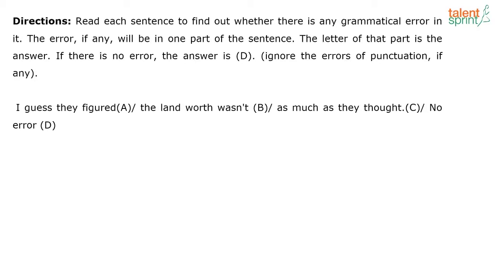The reality is, it was completely contradicting what they believed it to be, right? That's the context meaning. I guess they figured the land wasn't. Again, it's a word order error, right? The error is in part B. The land, subject, and then the auxiliary word, helping word, right? We know this is a B form. Is, are, was, were, right?